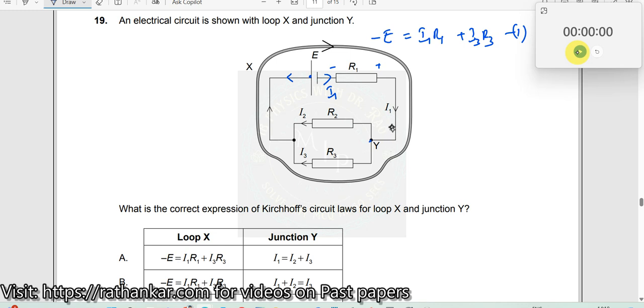Second equation: when the current I1 enters here, it splits into two parts. So therefore, I1 should be equal to I2 plus I3. Which is the right answer? So it is loop X: minus E equal to minus I1 R1 plus I3 R3, and I1 equal to I2 plus I3. So the answer is here.